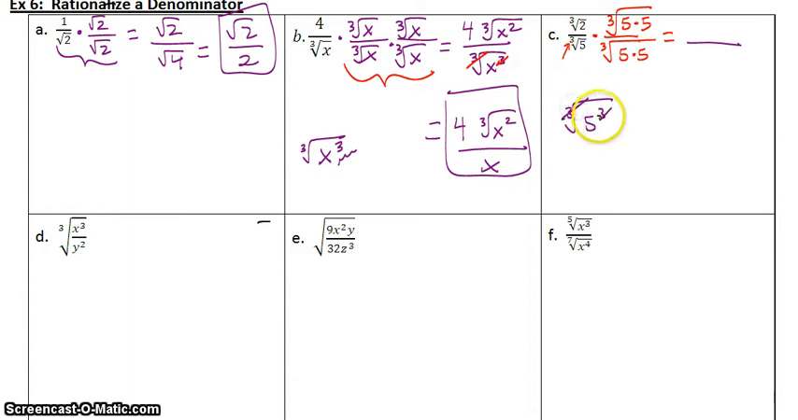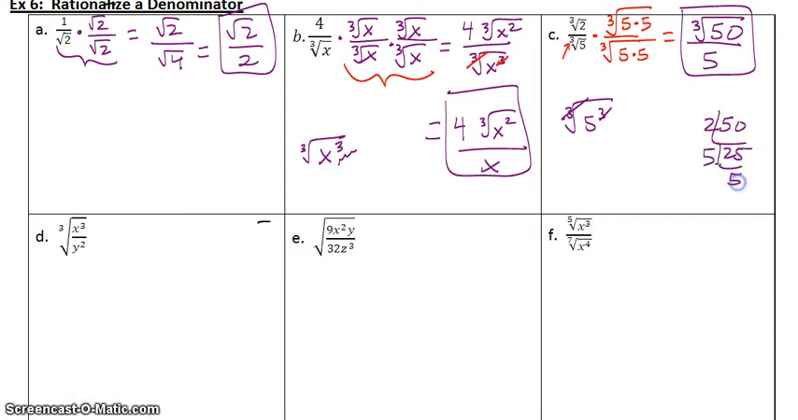I know that that's going to cancel out and just be 5, so let's just say that right away. And then on top, 2 times 5 times 5 is 25 times 2, which is 50. And we would simplify that cubed root of 50 if we could. Turns out the cubed root of 50 can't be simplified because there's nothing that I could pull out that's a group of 3.